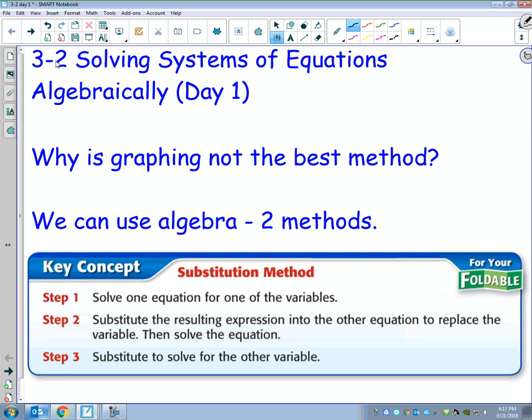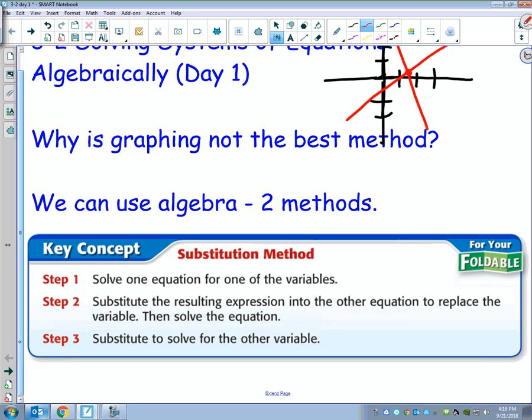Hopefully you realize from the assignment that we did that graphing isn't the best method. Why do you think that's true? Hopefully you said because if it crosses at a fraction, it's really hard to tell, right? If you had one line go through like this and the other line come down like this, it's really hard to know that point, right? So algebra is what we want to do.